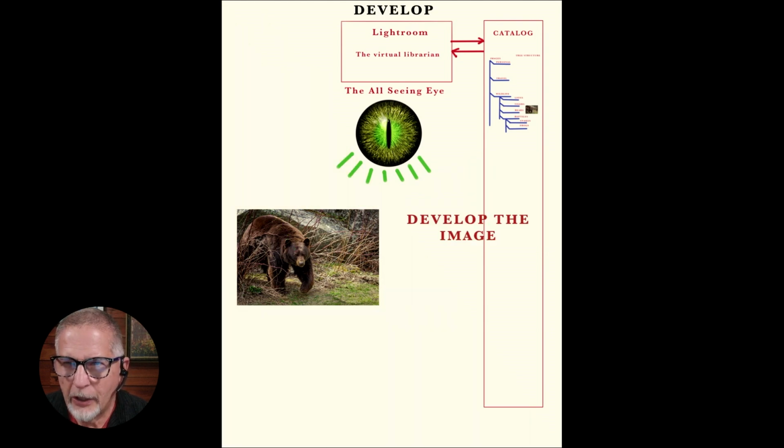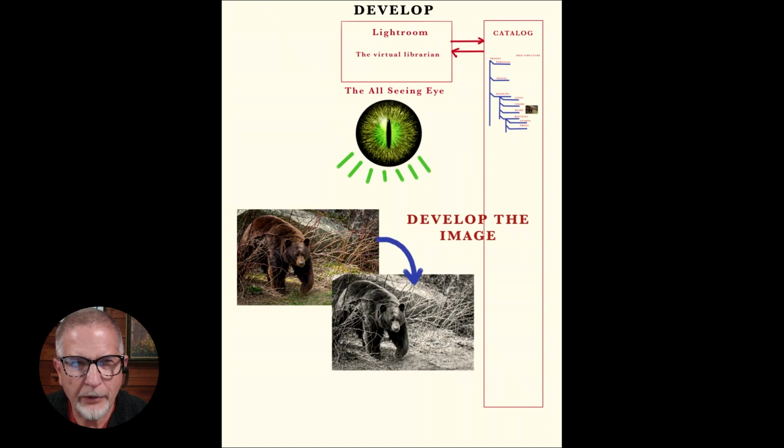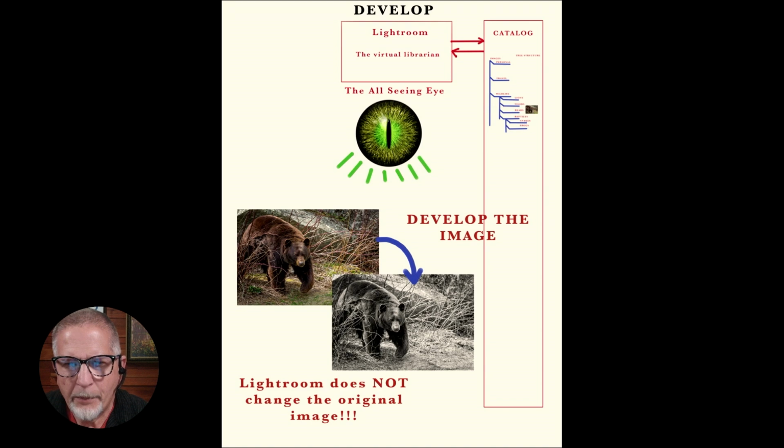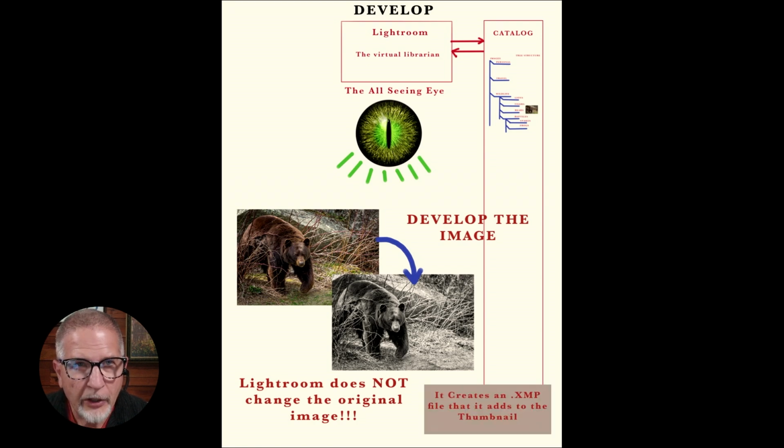So be careful about that nomenclature, because when you develop an image, what happens is that if I develop this image and turn it into a black and white, Lightroom does not change, cannot change, never will change the original file. It's impossible for Lightroom to change the original file. The only thing it can do is add the editing information from that developing process that you did in Lightroom to make an addition to the XMP file, and that's where it stores it. It creates an XMP file, and it stores that XMP file in the catalog.